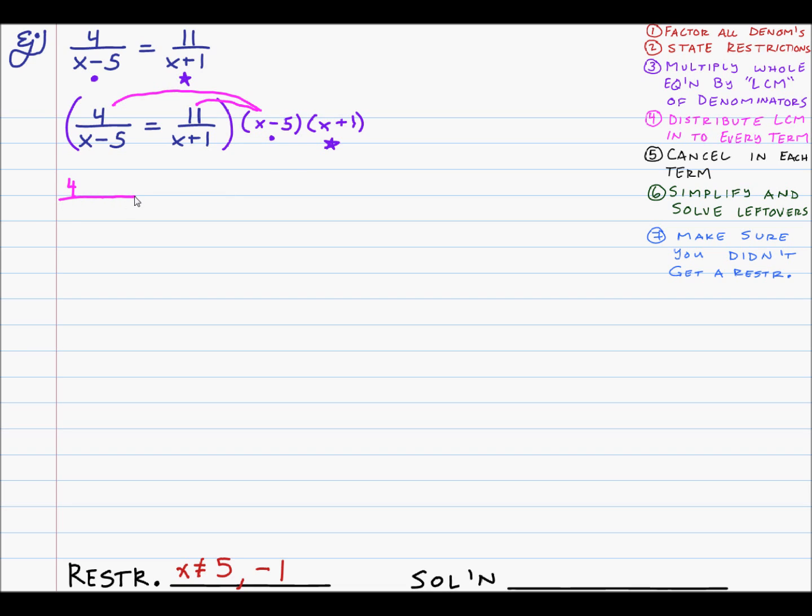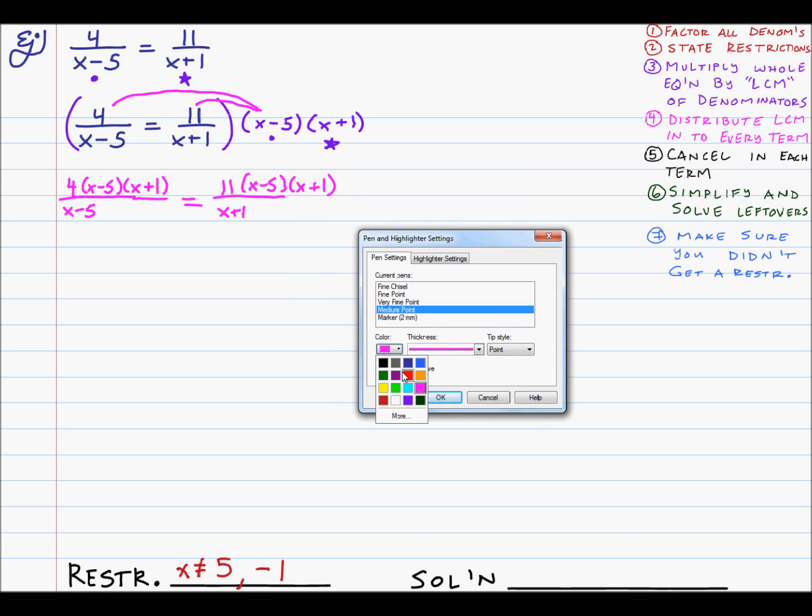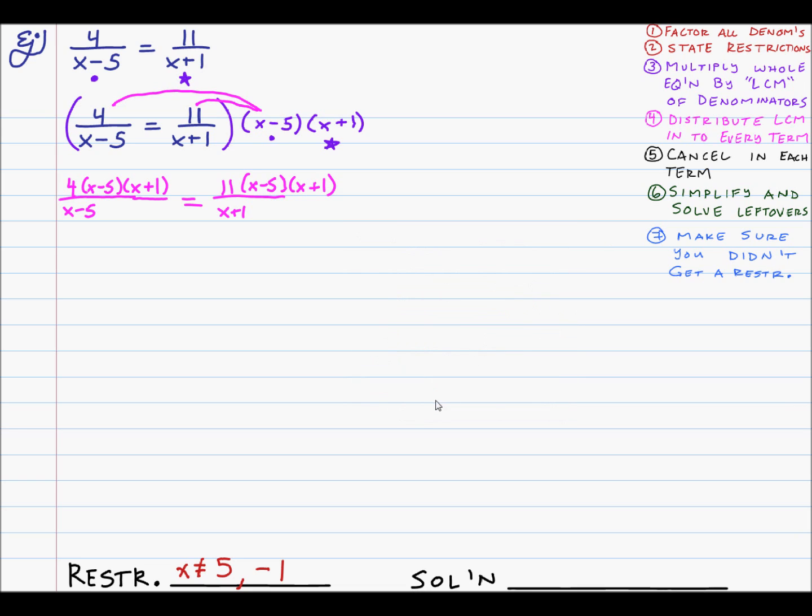So we will get 4 over x minus 5. We're going to multiply in x minus 5, x plus 1. And on the second side, we'll have 11 over x plus 1, and it's going to be x minus 5, x plus 1 that goes in. So all we're doing is distributing it in just like we would a number, except we're multiplying it into everything. Some of you might think of this as the fraction busting step. We're preparing to fraction bust, or we're showing why it works.